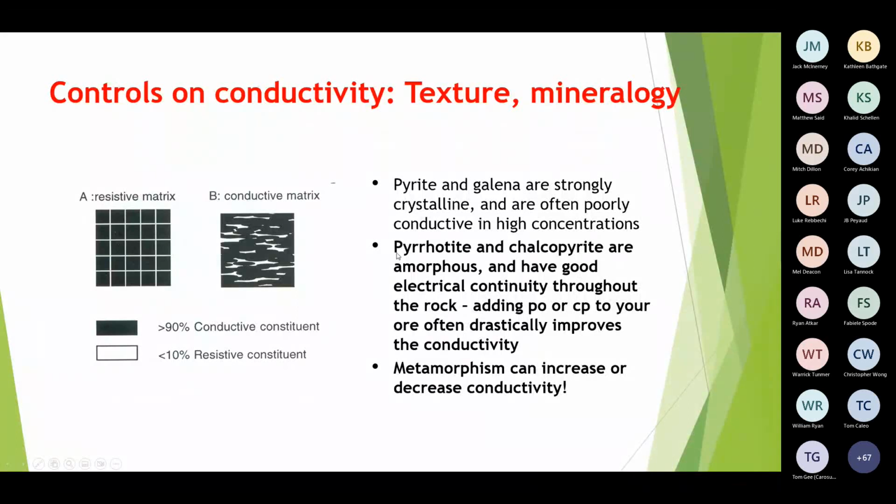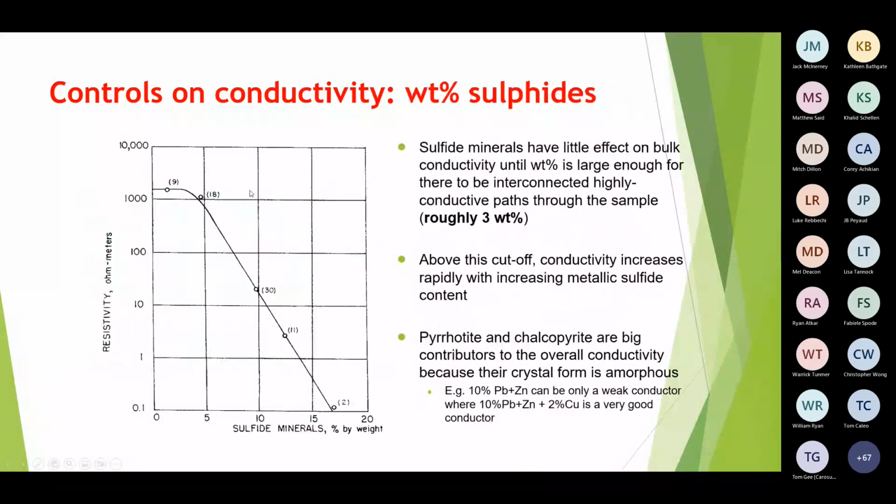Next thing is weight percent sulfides. Generally above about 3% sulfides is when you start to see a precipitous drop in resistivity, so increase in conductivity. Conductivity and resistivity are the same, except the inverse of each other. So if it's high resistivity, it's low conductivity. Notice it's a logarithmic scale. And that's just the nature of this particular unit. It doesn't obey those lovely linear things that we understand intellectually as humans. Logarithmic scale, okay? Once again, pyrrhotite and chalcopyrite are overall very good contributors.